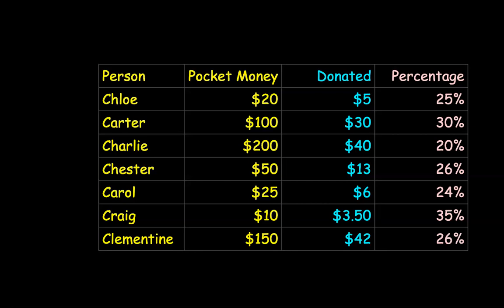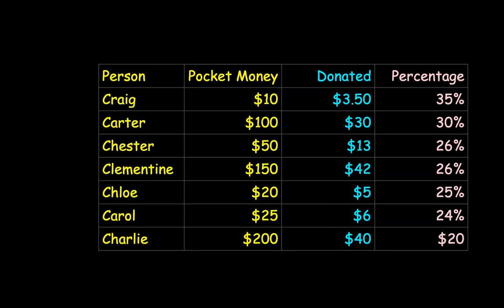And if I rearrange them, it looks like this. You see that Craig, who only gave away $3.50, was actually the most generous person. He gave away the greatest percentage of his money. The person who was the least generous was the person who actually had the most money. Charlie had $200 and he gave away $40, which ended up being, sorry, it says $20, and that's 20%, not $20 at the bottom.